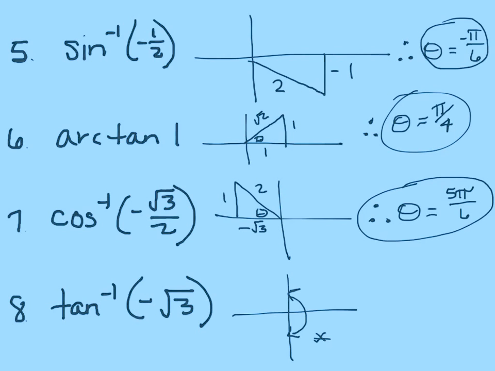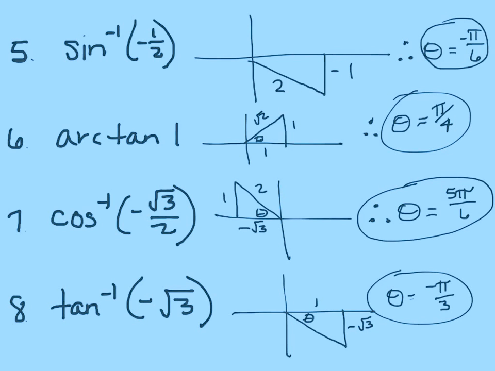And lastly, if we take a look at this one, we're looking for an angle that produces a ratio of negative square root 3. Well, square root 3 comes off of a 30, 60, 90 degree triangle, so let's build that. And we can see that this is going to be negative pi over 3.